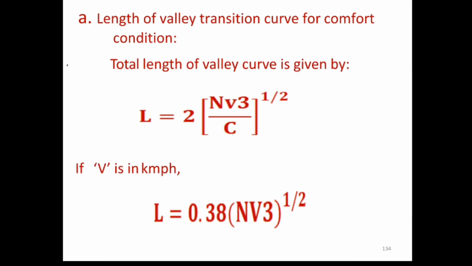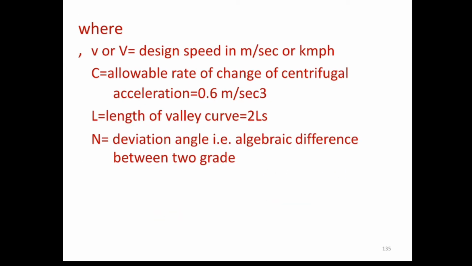If V is in kilometers per hour, then L equals 0.38 (N V cube) raised to 1/2. Here it should be noted that it is not V3, it is V cube raised to the bracket 1/2, where L is the total length in meters of the valley curve, which will be equal to 2 LS. V, or capital V, is the design speed in meters per second or kilometers per hour. C is the allowable rate of change of the centrifugal acceleration, 0.6 meters per second cube, and N is the deviation angle, that is the algebraic difference between the two grades.